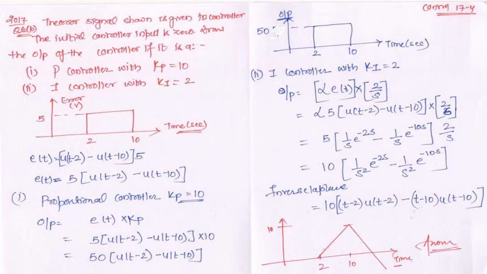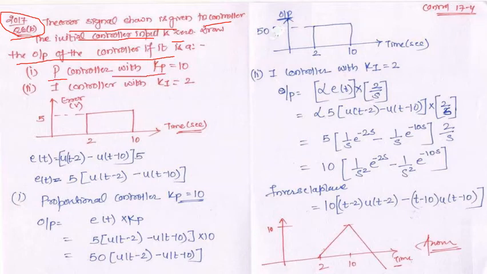Next question is question number 6b. The error signal shown is given to the controller. The initial controller input is 0. Draw the output of the controller if it is a proportional control with Kp equals 10, or if it is an integral control with Ki equals 2.